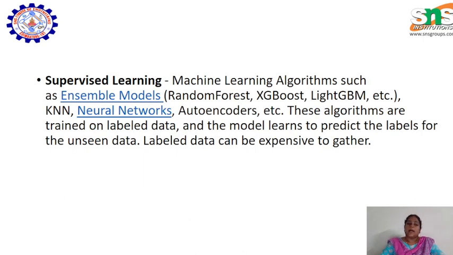Another type is the supervised learning algorithm, such as the ensemble model. We say an ensemble is a group or collection of data, and the algorithms mainly used here are random forest, XGBoost, LightGBM, etc. Also the most important algorithms are K-nearest neighbors, neural networks, autoencoders, etc. These algorithms are mainly trained on labeled data.